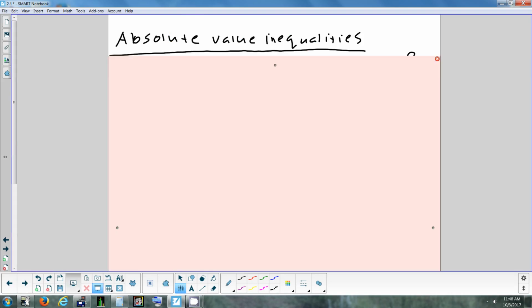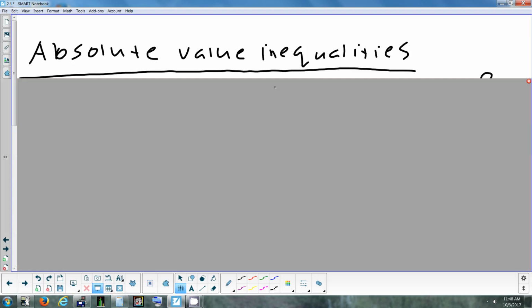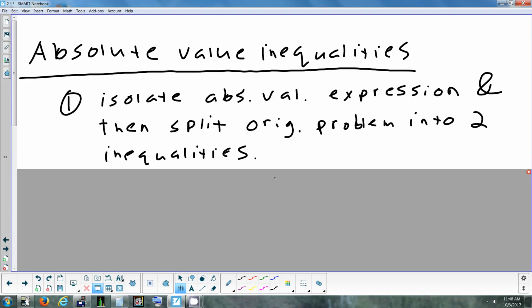All right, so the last thing we'll look at today will be absolute value inequality. So yesterday we did absolute value equations. What was your first step when you do an absolute value equation? What do you have to make sure of? You have to make sure it's by itself. That's the first thing. Make sure the absolute value is by itself. And then from there, we split it into two problems. Okay? These steps are going to be almost identical to what we did yesterday.